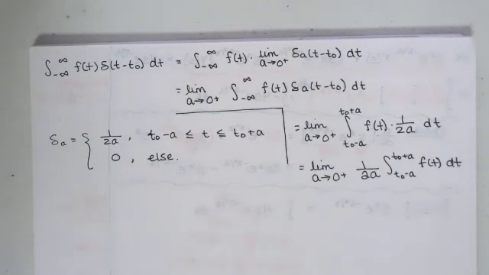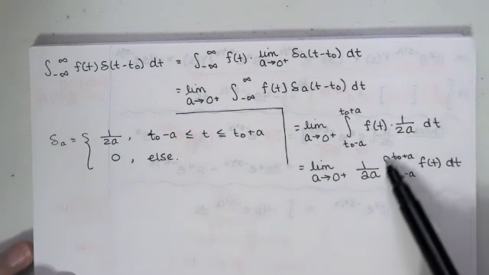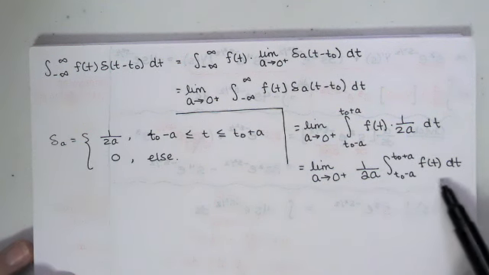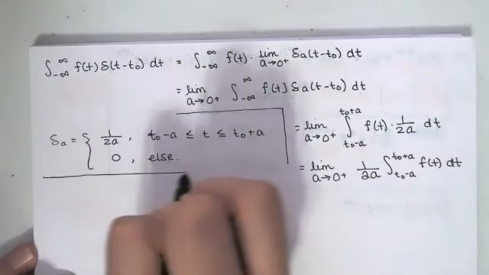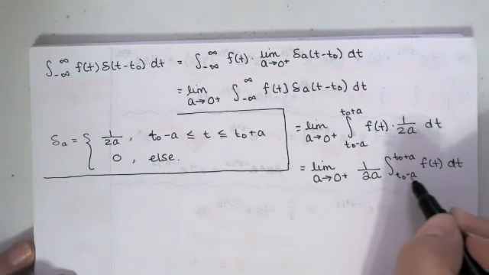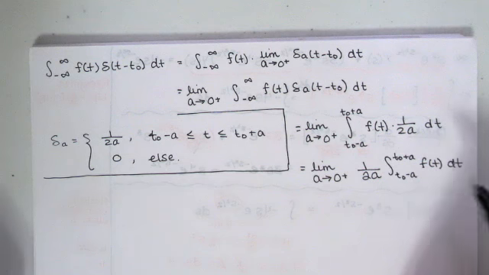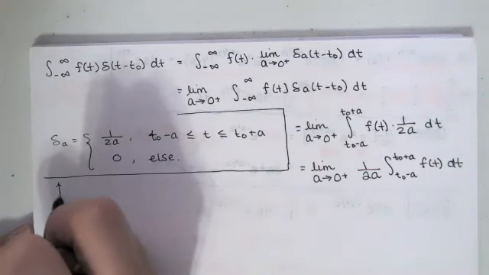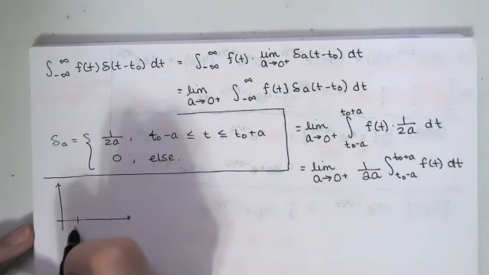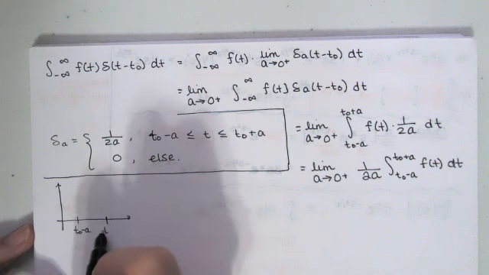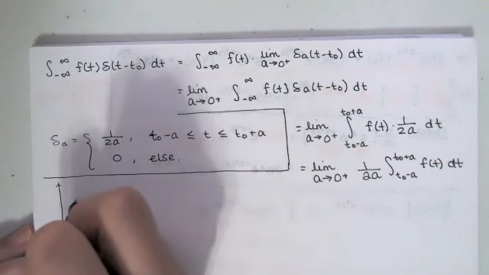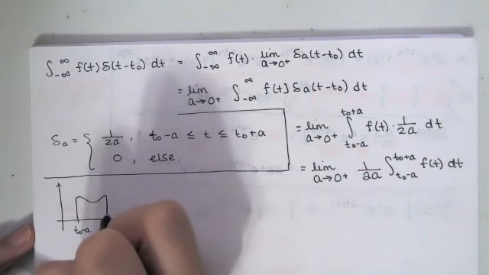Now, by the mean value theorem for integrals, this is actually equal to the average value of f on this interval from t naught minus a to t naught plus a, times 2a, for some value of t in that interval. That's what the mean value theorem for integrals says. So let me just help you visualize that a little bit. Let's say that this is t naught minus a to t naught plus a, and I've got a function here. Here's f of t on that interval.